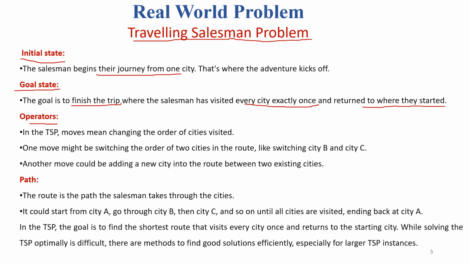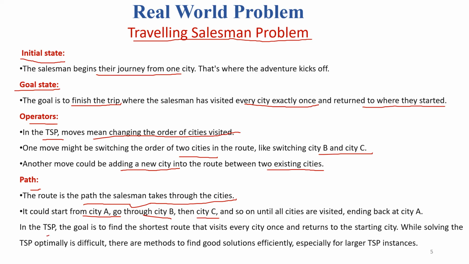Then comes operators. In the traveling salesman problem, moves mean changing the order of cities visited. So he might be switching the order of two cities in the route, like switching city B and city C. Another move could be adding a new city into the route between two existing cities. Then path. It is the path the salesman takes through the cities. It may begin from city A through city B, then city C, and so on. All the cities are visited, ending back at city A.